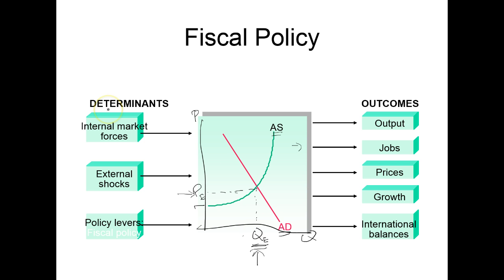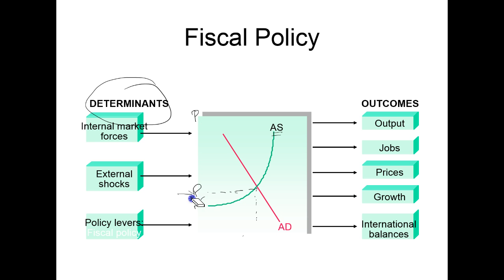And the things that can shift the curve are changes in determinants, either internal market forces. Let me clean this up here. Internal market forces, let's say demographic changes. As the baby boomers get older, their spending habits change, that alters supply and demand. That's an example of an internal market force. External shocks, like weather or terrorist attacks, could shift either the aggregate demand curve or the aggregate supply curve.